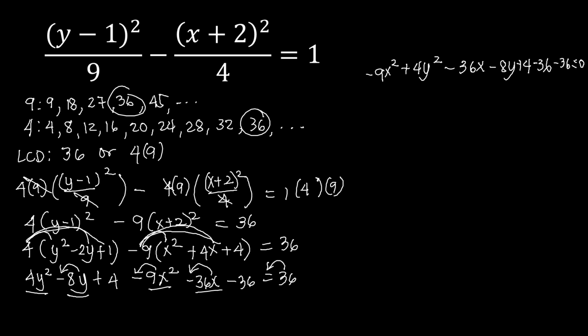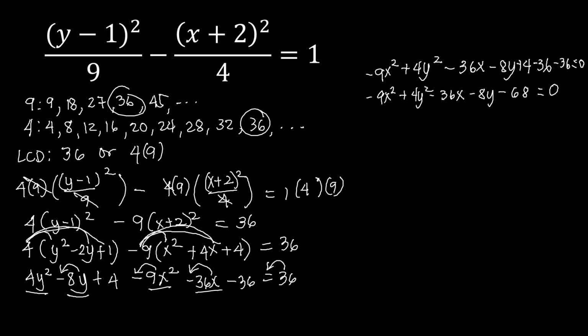Next one, we are to combine the numbers. So we have here negative 9x squared plus 4y squared minus 36x minus 8y. And then we have 4 minus 36, that will be negative 32, minus 36, that will be negative 68. So we have minus 68 for this, and that's equal to 0.